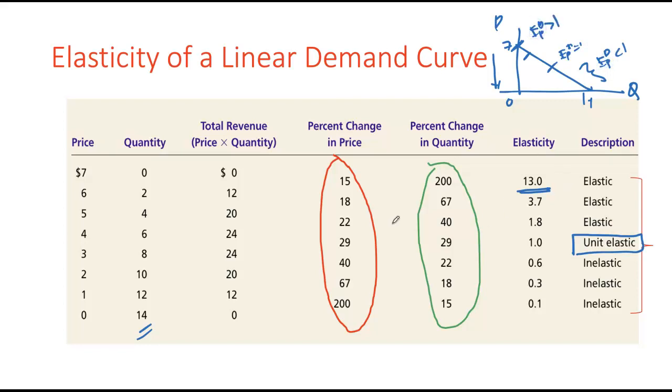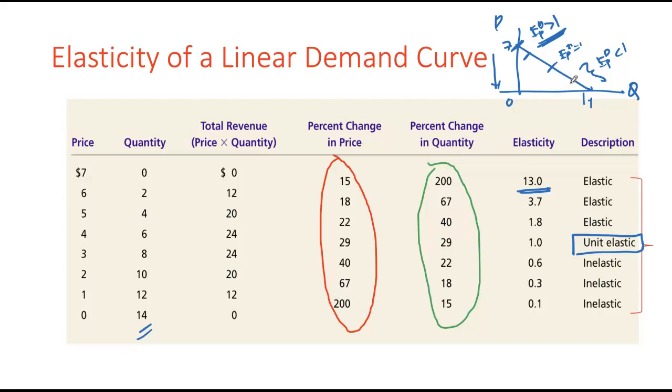Another way to look at this observation is what type of percentage changes do we see? With a jump from 0 to 2, that's a significant percentage change in quantity of 200%. But a jump of 7 to 6 is a small percentage change in price. So when we are working with high prices and low quantities, percentage change in quantity is the dominant one, making your demand elastic. In the lower segment of the demand curve, we are jumping from a quantity of 12 to 14, which is only a 15% change in quantity demanded, corresponding to a price fall of 1 to 0, which is a 200% decrease in price.